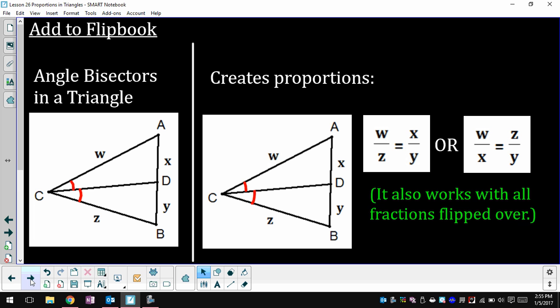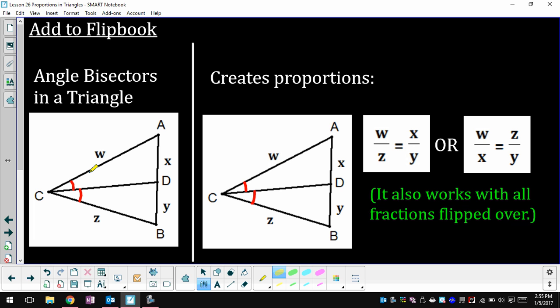An angle bisector is a segment or a line that intersects an angle and cuts it in half, which means it makes two smaller, congruent, or equal angles. So if you look at this picture, angle C is being bisected by this segment CD. I know that because I've shown you these two angles are congruent.